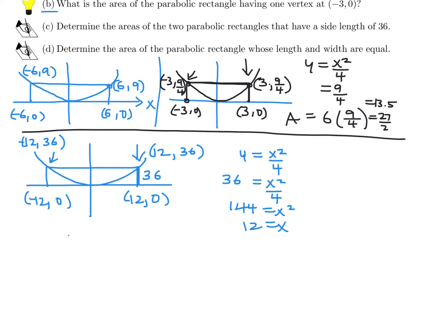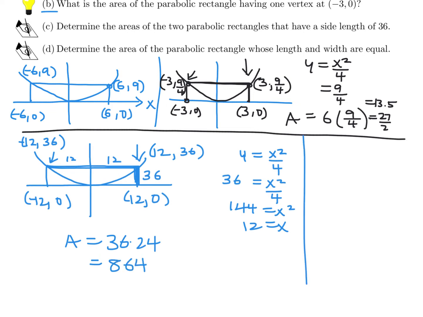Okay, so the area, therefore: this side is 36. And then this side, be careful, it's not 12. It's 12 and 12, so it's 24. So 36 times 24, which is 864. Okay, so that takes care of the first one. And then we have another one, because there's 2. So let's do this again.